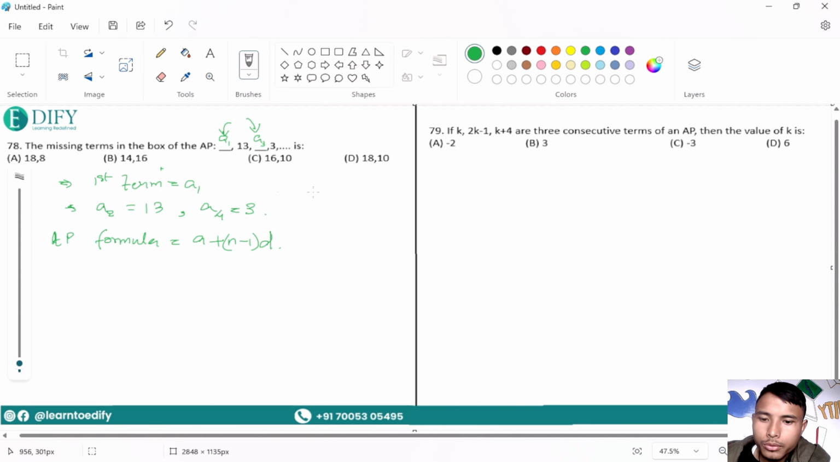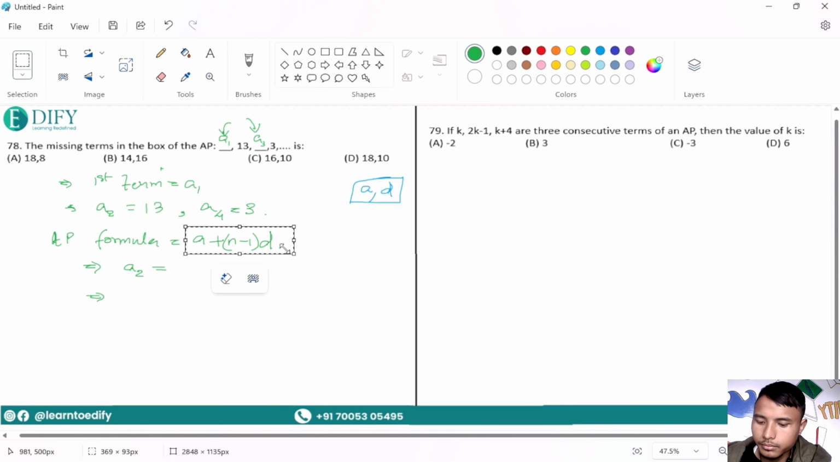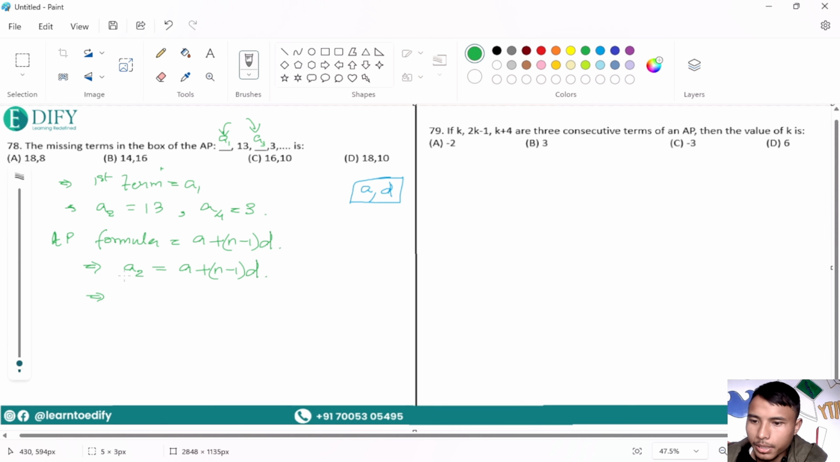We need to find out A and then D. Here we do not have A1 and A3, so that implies we take the second term, 13. So A2 is equal to 13. So that implies we use the formula. So that implies A2 is equal to 13, correct?